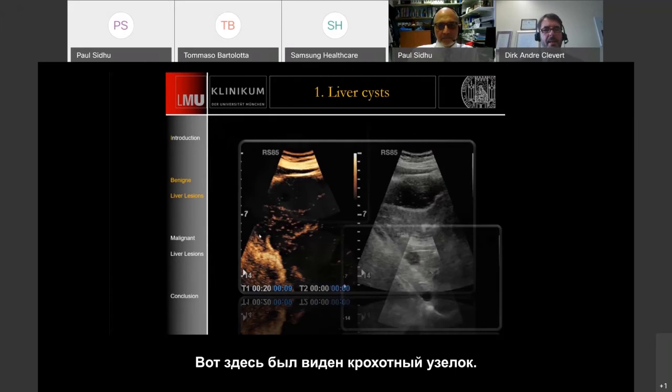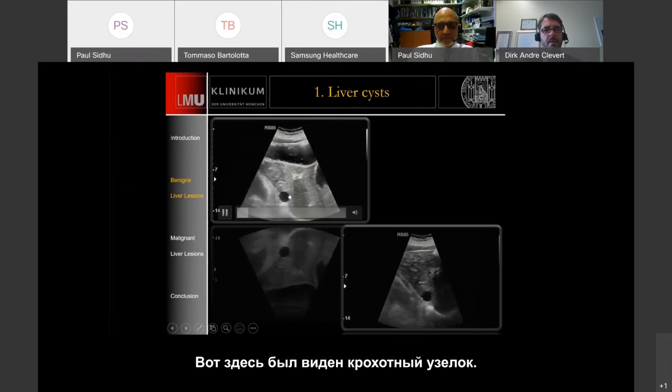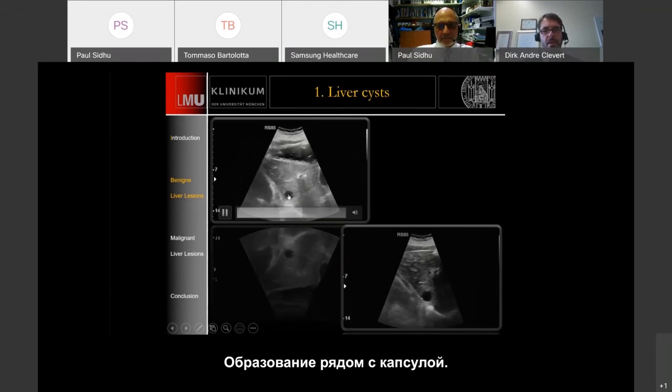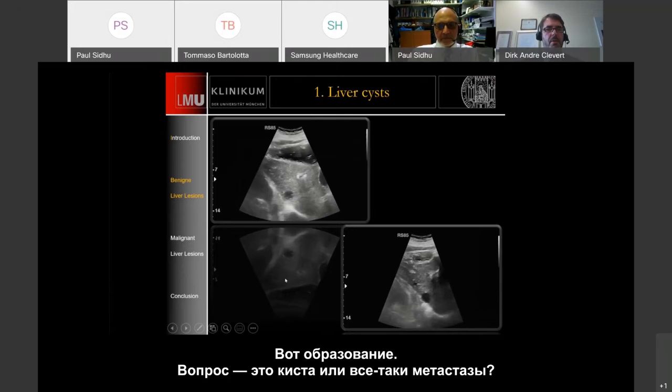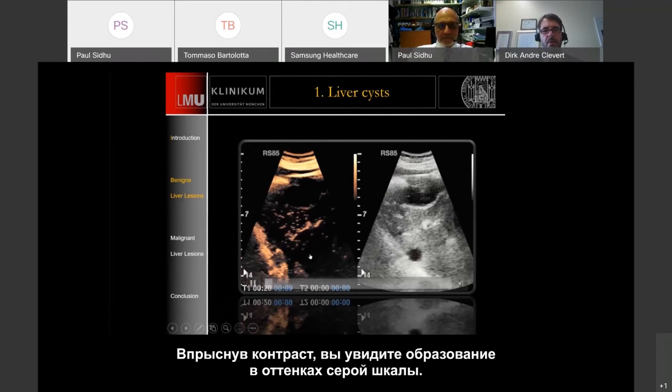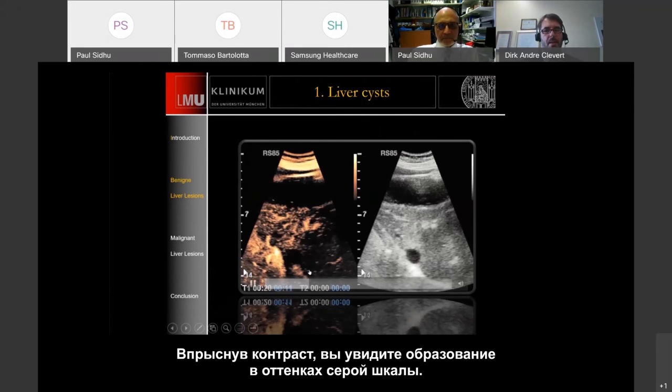There was a tiny lesion seen there. There's a lesion close to the capsula. Here's a lesion. The question is, is it really a cyst or maybe a liver mets? By injecting contrast, you see there's a lesion in the grayscale. There's a lesion in contrast.